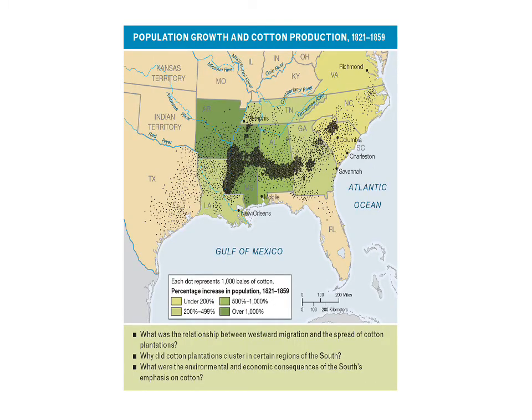Here we see 1859, call it 1860, the beginning of the Civil War. Again, each dot represents 1,000 bales of cotton. You can see there are so many dots there in the deep South that they just all blur together. That's north of New Orleans, and particularly right along the Mississippi River.